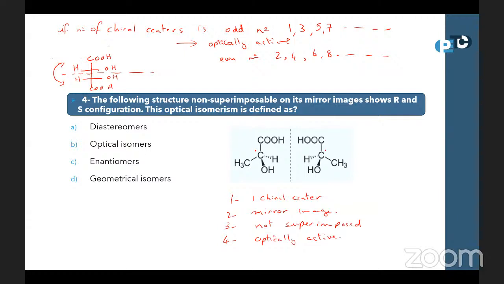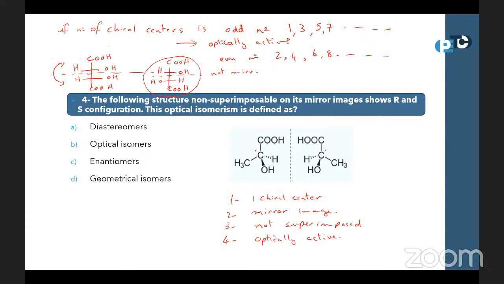While in the following, we have the same tartaric acid, but the upper part and lower part are not mirror images of each other. If you bend the upper part and lower part, they are not mirror images. So in this case, this isomer of tartaric acid is optically active.